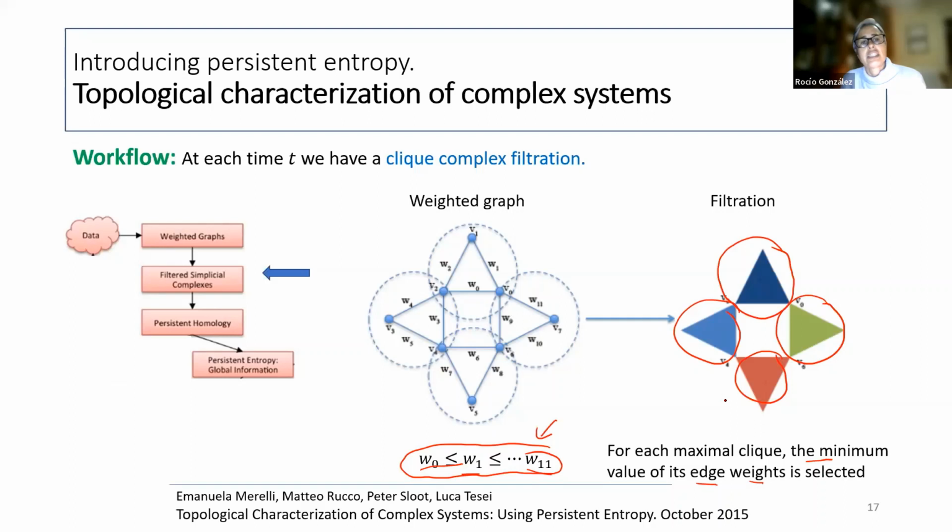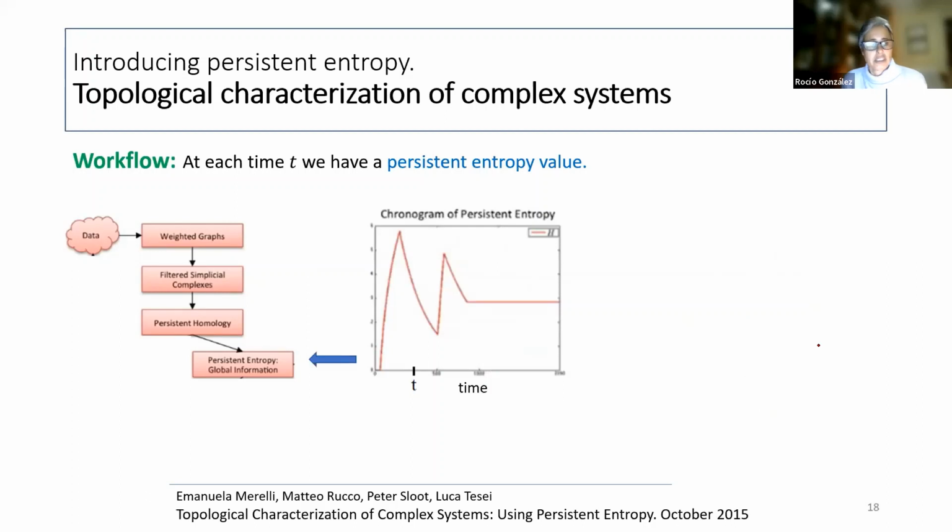So at each time t, we have a filtration, and for each filtration, we compute the persistence diagram, and from that we compute the persistent entropy. So at each time t, we have just a value. All these values we collect in a function.